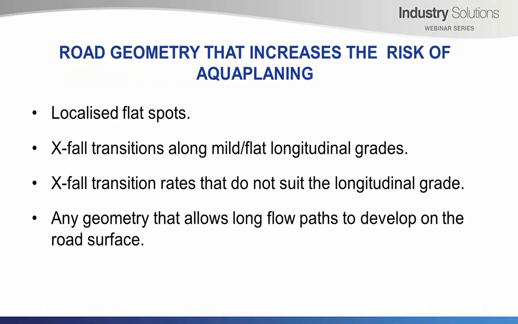And a very easy way to inadvertently introduce a localized flat spot is to have a crossfall transition in your road where you go from a positive crossfall to a negative crossfall or vice versa, along a portion of the road where the longitudinal grade is very low or flat. Now, you can get away with some portions of flat road longitudinally as long as you have sufficient crossfall to get the water off the road quickly.